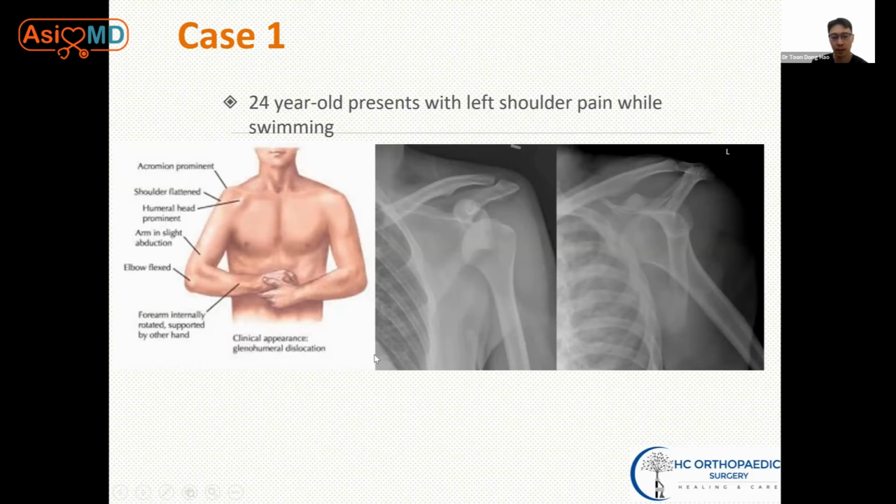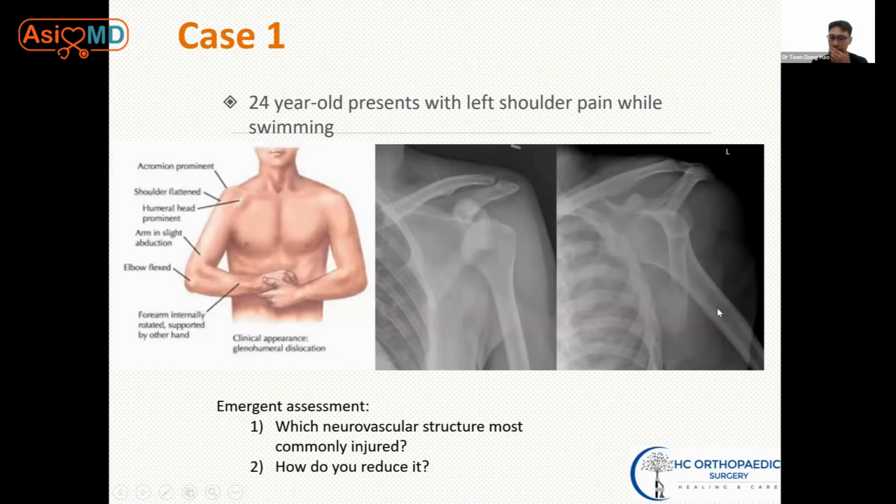So if you do an X-ray, this is what you will see. You will see that the shoulder is anteriorly dislocated based on these AP and lateral views. So the emergent assessment is basically we want to know what are the other structures, for example, the neurovascular status of the arm, and how do you reduce the affected shoulder.